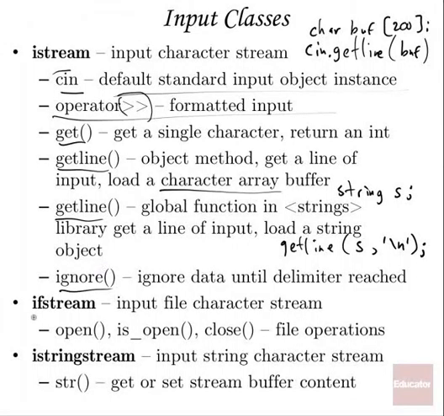And of course, we have ifstream for file input, which adds additional member functions. Open, of course. Is open: is this file open? Or did we close it? And close, among other file operations. But the open and close, of course, are going to be the ones you'll be using most of the time.